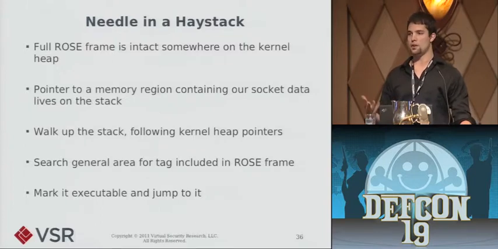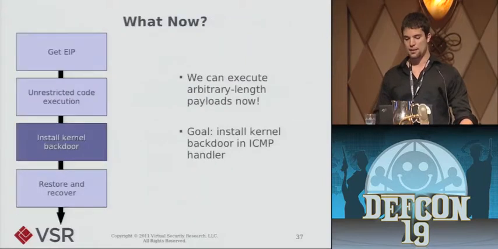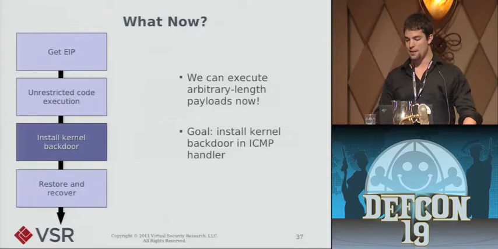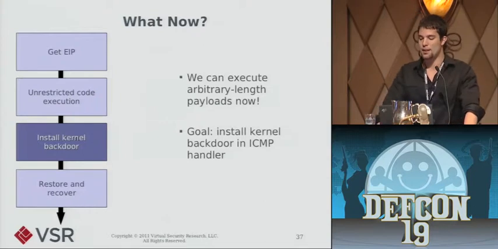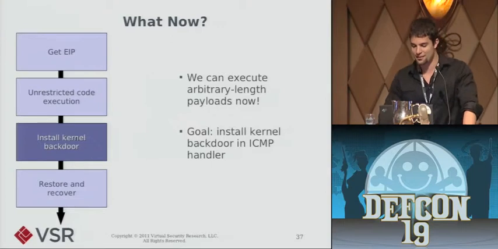We'll mark it executable just by calling setMemoryX and then jump into it. So now we've overcome our space constraint. We can execute arbitrary length payloads running in kernel mode right now. And the goal here is I want to install a kernel backdoor in the ICMP handler, because it's badass.